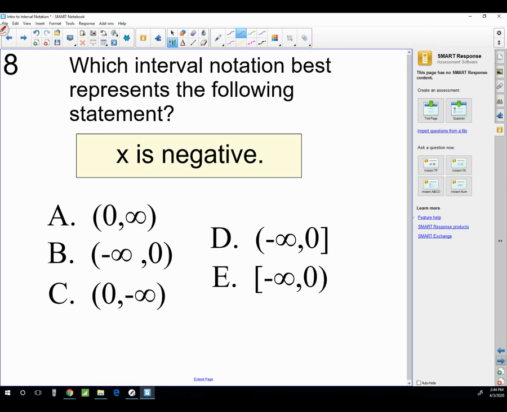All right, X is negative. Good question there. That's the answer. You do not want to include 0. That's not right. 0 is not a negative number. It's not a positive number.